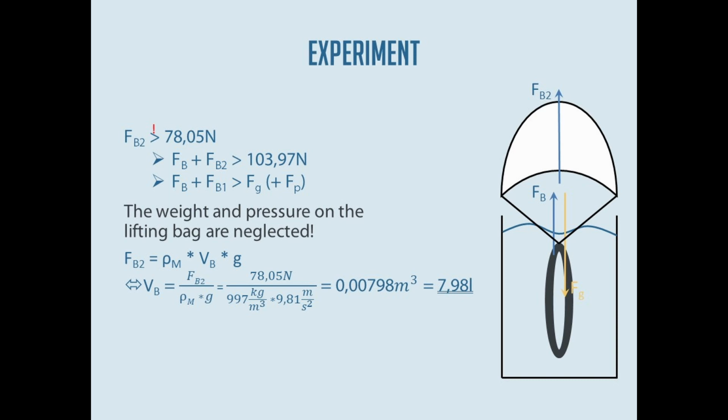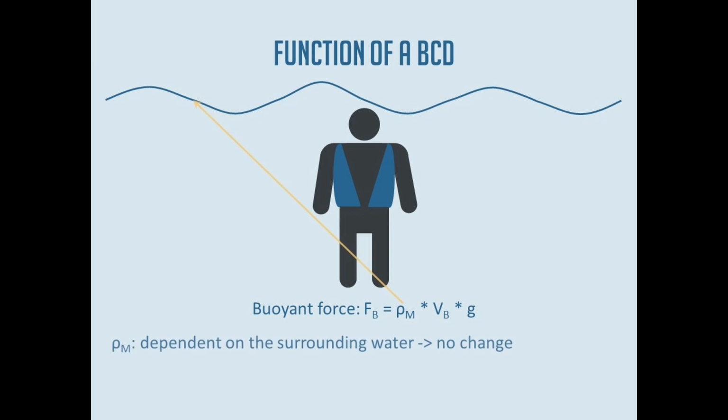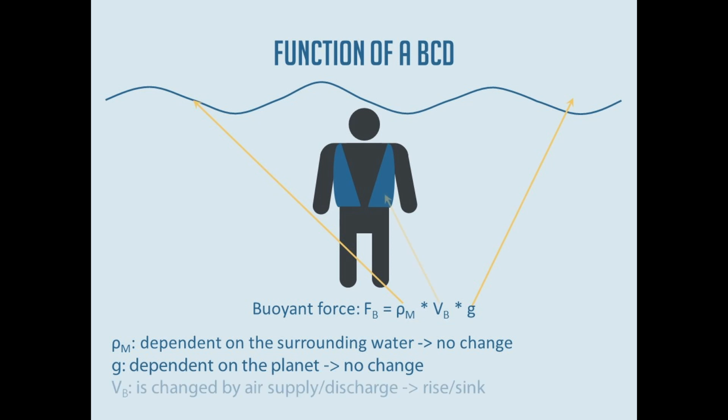And finally, with this knowledge, let's take another look at the function of a BCD. It works in the same way. The underlying formula is also the same. We can no longer change the density of the surrounding medium, the water, once we're in it. I will leave special cases of non-mixing layers of salt and fresh water aside here. The gravitational constant is also fixed. This means that just like in our experiment, we can only change the volume of our BCD.